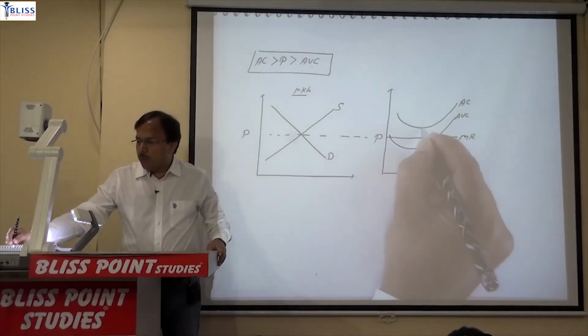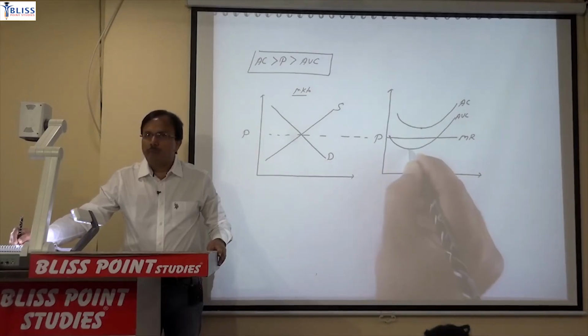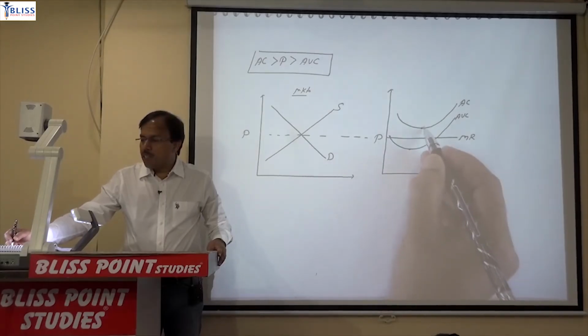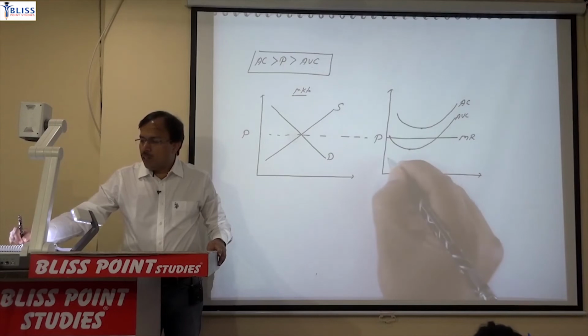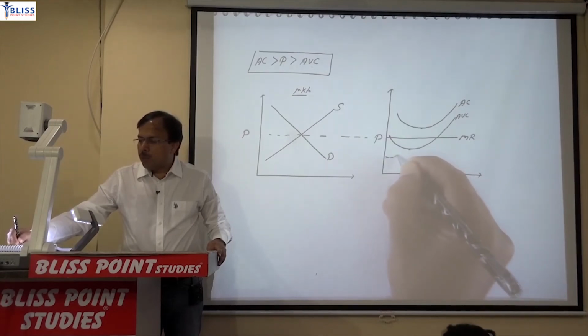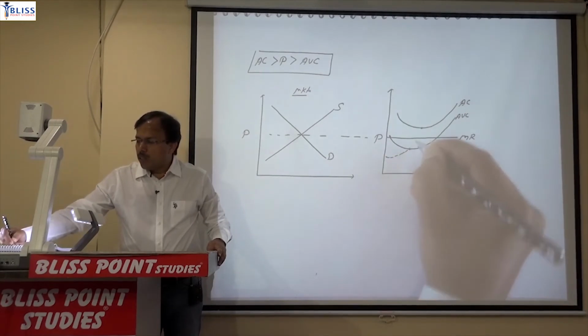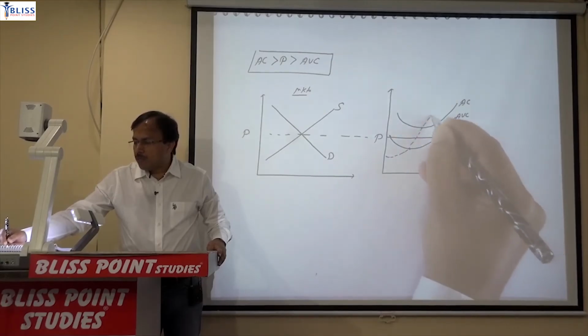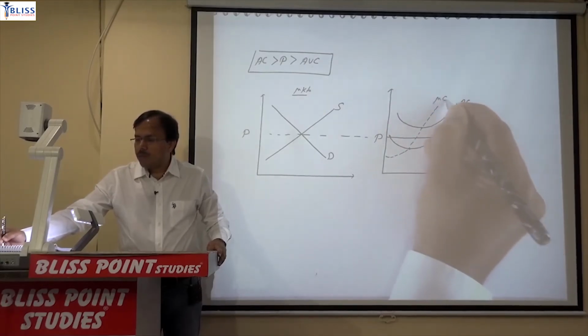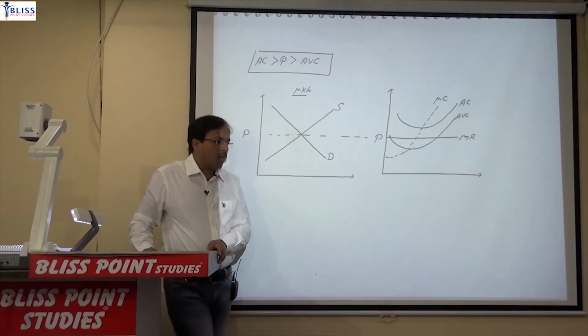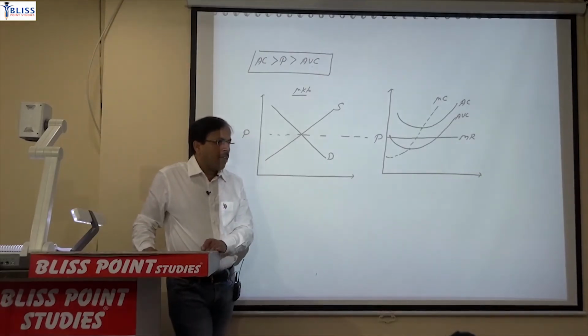Mark minimum of both. Minimum of AC and minimum of AVC. And passing through the minimum of both, draw marginal cost line. Bold line or dotted line. Marginal will always cut average at the minimum point.